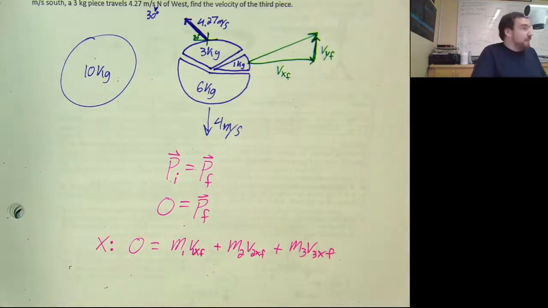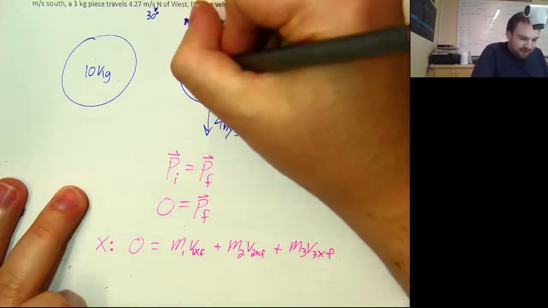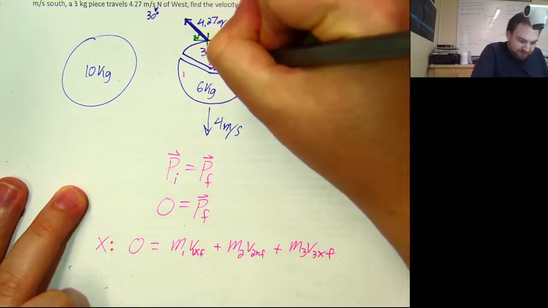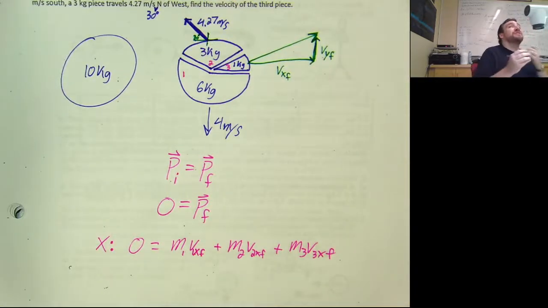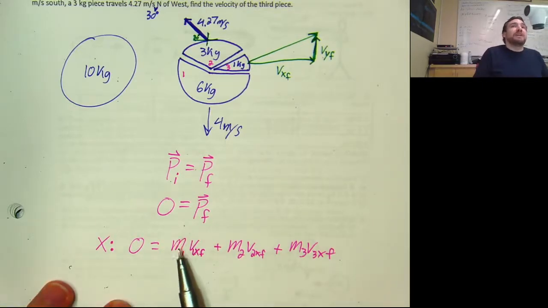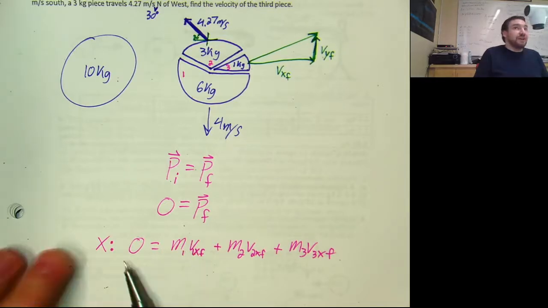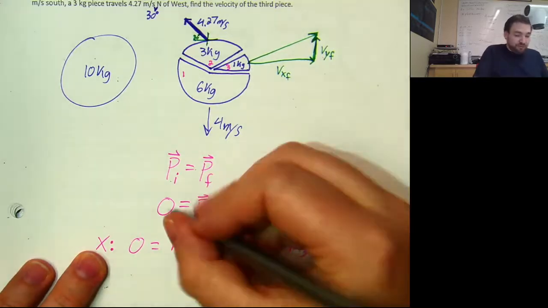I'm going to label my pieces. We haven't done that yet. That's piece 1. That will be piece 2. This will be piece 3. Just in order of the way the question gives them to us. Which means mass 1 has a velocity in the x direction of 0.